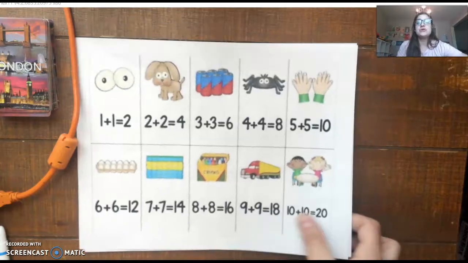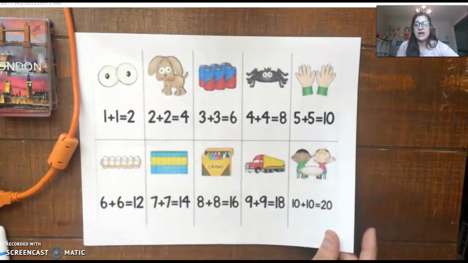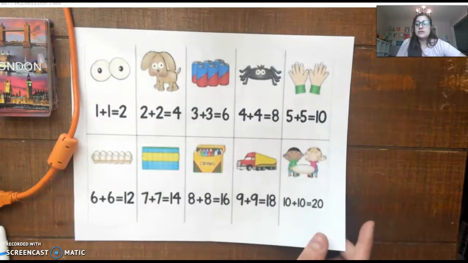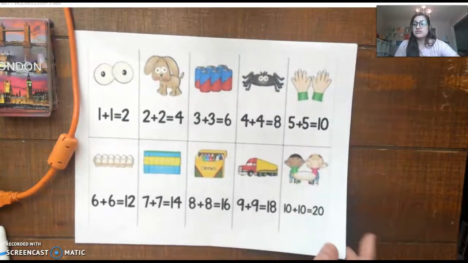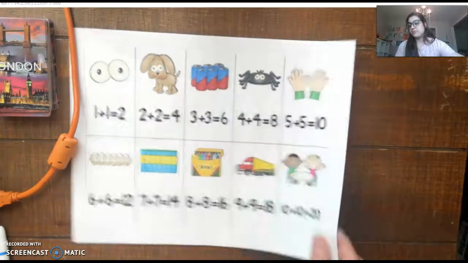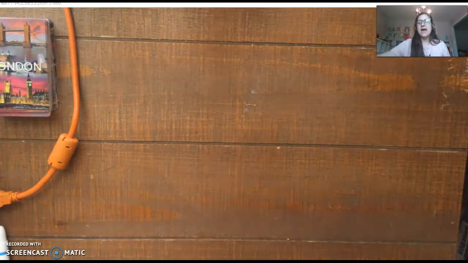Those are just 2 strategies we can use to find the sum. Another strategy is the doubles plus 1 strategy, and the doubles subtraction strategy if it's a subtraction problem. But we're going to be adding 3 numbers, so we would be looking for a doubles addition.